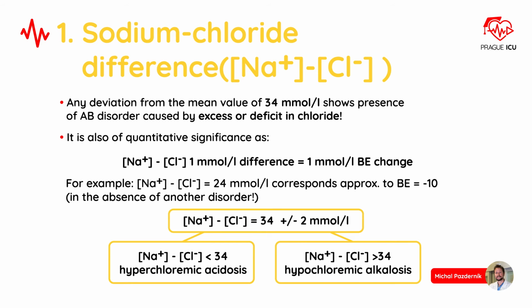Here is one example. In a patient with difference between sodium and chloride of 24 millimoles per liter, this means 34 as normal value minus 24 corresponds to approximately base excess minus 10. Again, normal value should be 34 plus minus 2 millimoles per liter. If the difference is less than 34, patient has hyperchloremic acidosis. If the difference is above 34, patient has hypochloremic alkalosis.